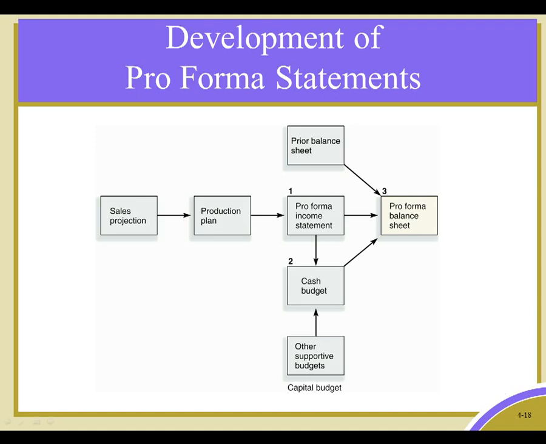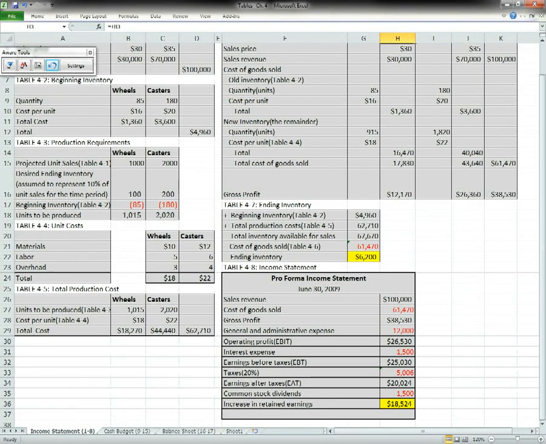We're in the process of developing the pro forma statements for our financial forecasting project. In doing that, so far we've developed a pro forma income statement using the sales projection and the production plan, and we did that in an Excel spreadsheet that appeared as follows. Down at the bottom, that's the pro forma income statement that we developed, and we took it all the way down to the increase in retained earnings.